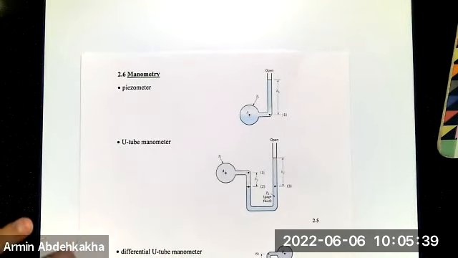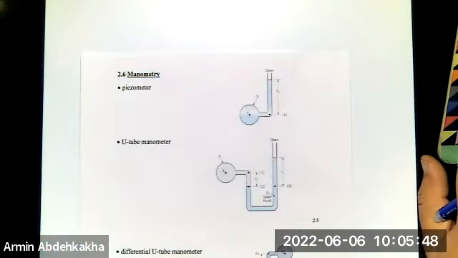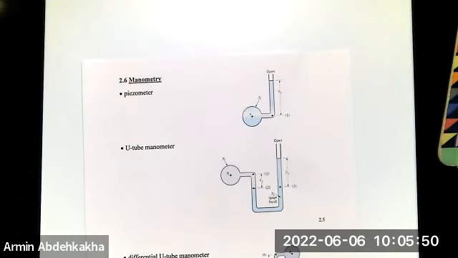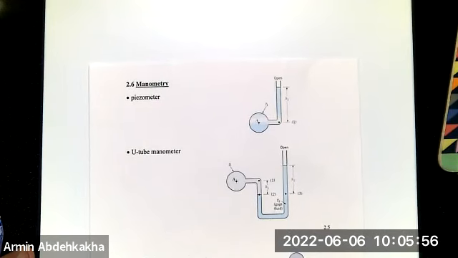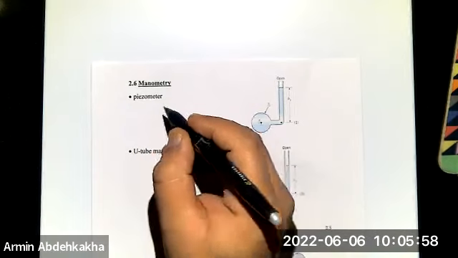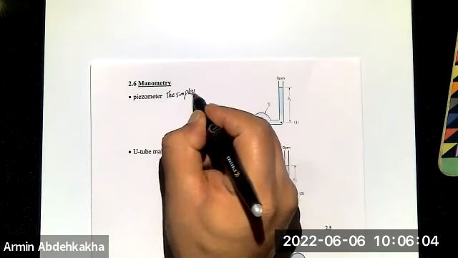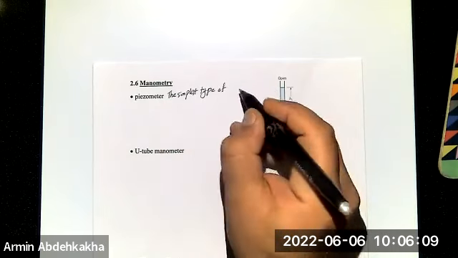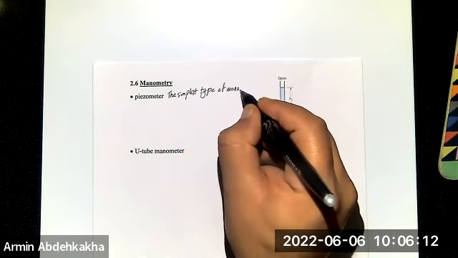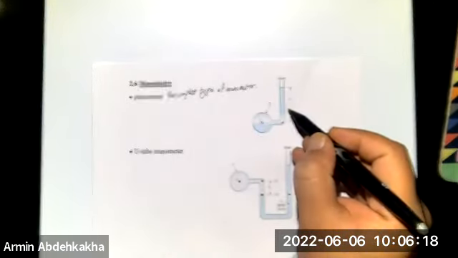Section 2.6, manometry. Different types of manometer are shown here, but the simplest type of manometer is the piezometer.